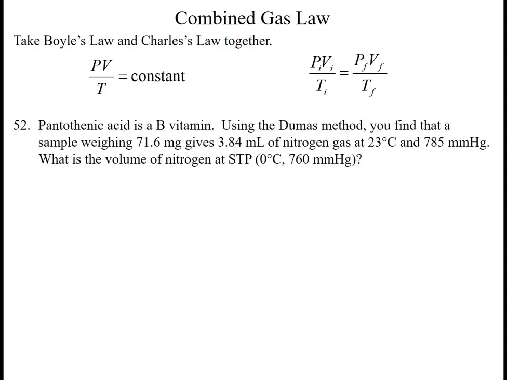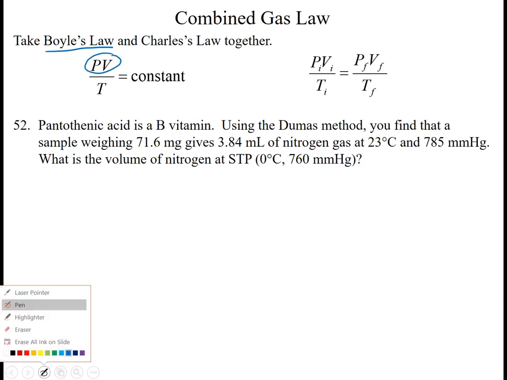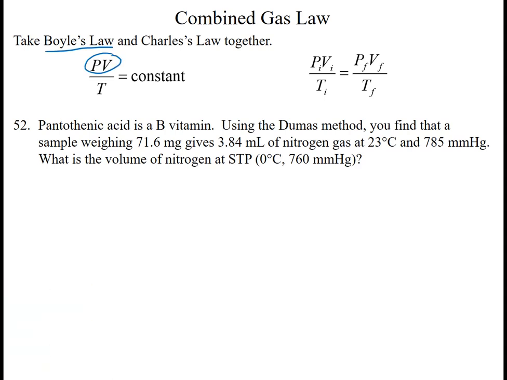All right, the last one we're going to do problems with is called the combined gas law, and basically it's Boyle's law, which is this, and Charles's law, which is this, combined together. Okay. Again, this is the formula that is given to you. This is how we typically use it. What's different about this one is that I have two pressures, two volumes, and two temperatures in this.